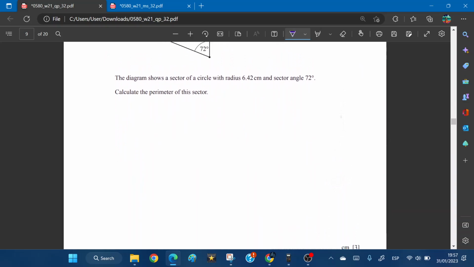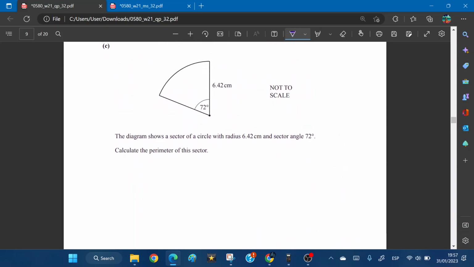So, it's down there. There's a sector of a circle, radius 6.42 centimeters, and the angle is 72. Calculate the perimeter of the sector. Remember, perimeter means the outside of the shape. In the shape, it's got an arc there, a bendy part, and also a line there and a line there. So don't forget about those lines.